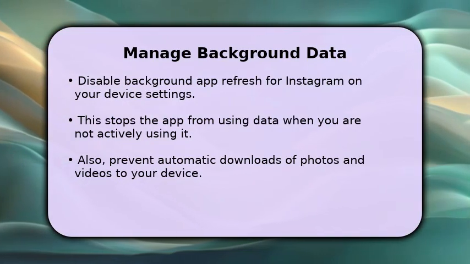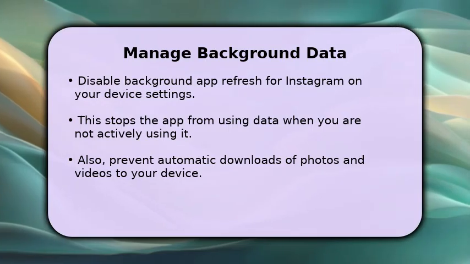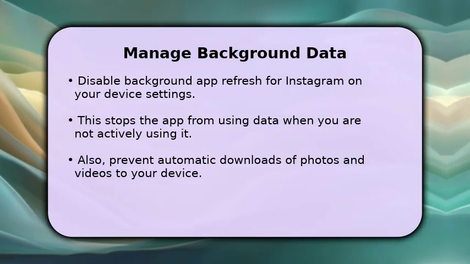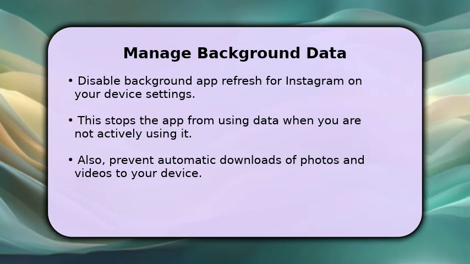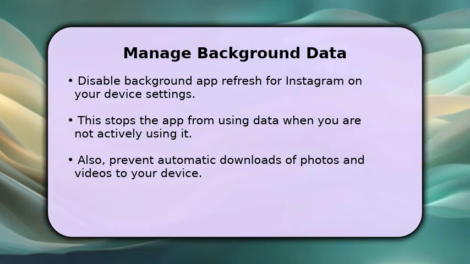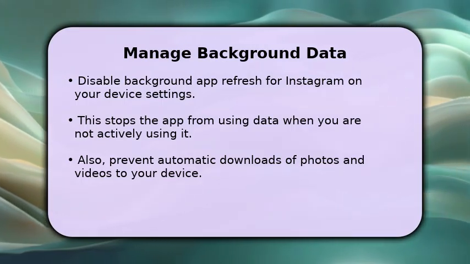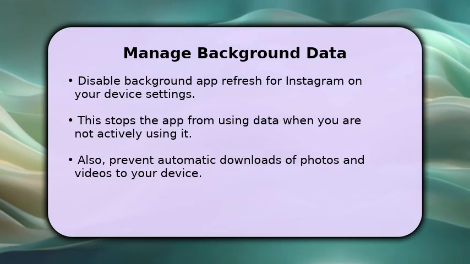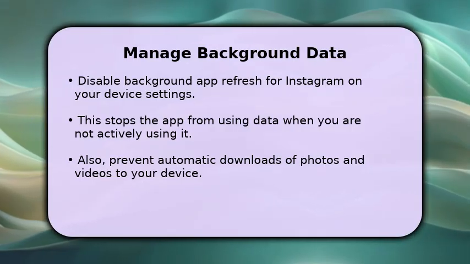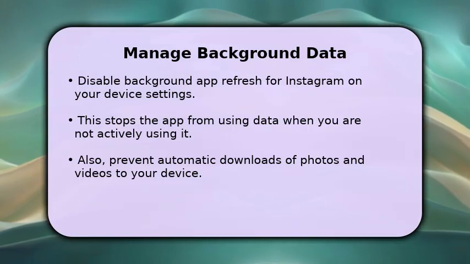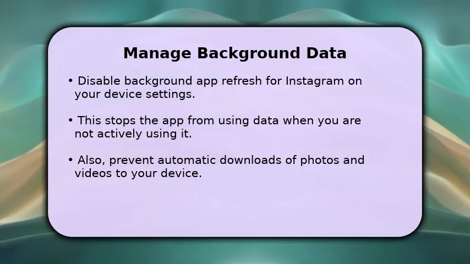Finally, let's manage background data usage. Your phone's operating system allows you to disable background app refresh for Instagram. This means the app won't consume data updating content when you're not actively using it. Additionally, ensure that automatic downloads of photos and videos to your device's gallery are turned off. These two steps combined can significantly reduce hidden data consumption, giving you more control over your mobile plan.